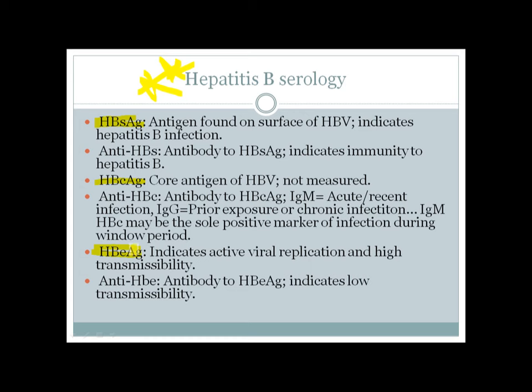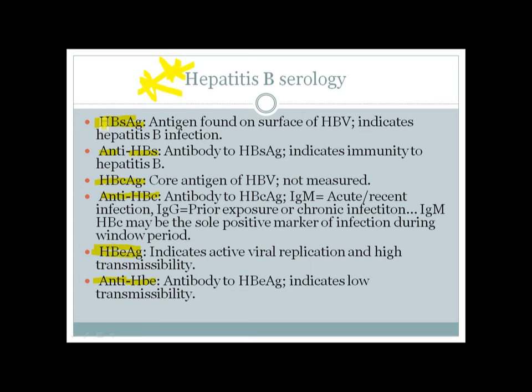And we have 3 antibodies against them: anti-hepatitis B surface antigen, anti-hepatitis B core antigen, and anti-hepatitis B E antigen, and we measure all of them. So we have 3 antigens, 3 antibodies, but we measure 2 antigens and 3 antibodies. So totally we measure 5 among those 6 serological markers.